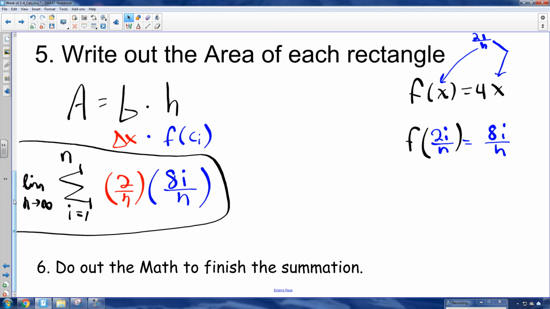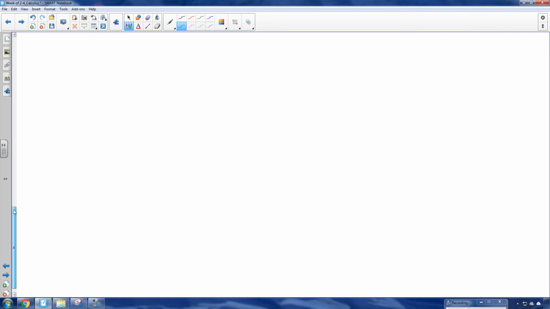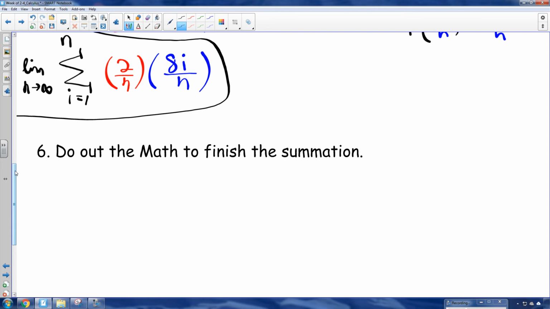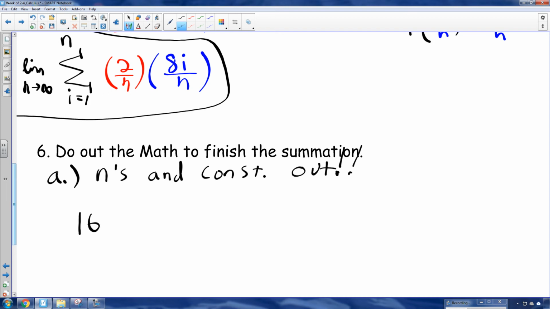So what you want to do is look at those problems right there, and take out all of the constants and all of the n's. Treat n's as constants. n's and constants out. You have to take those out. So first thing I'm going to do is pull out 16 over n squared. 16 over n squared is going to come out, and I'm going to leave the limit out front of it.